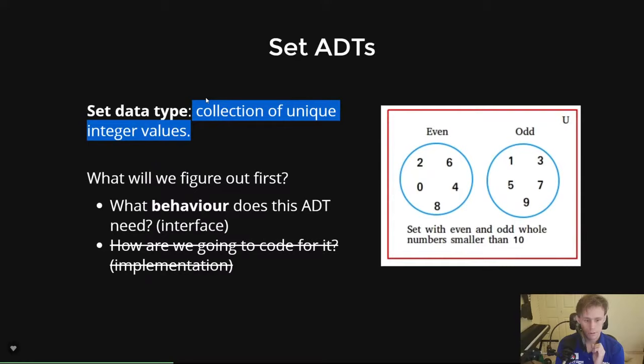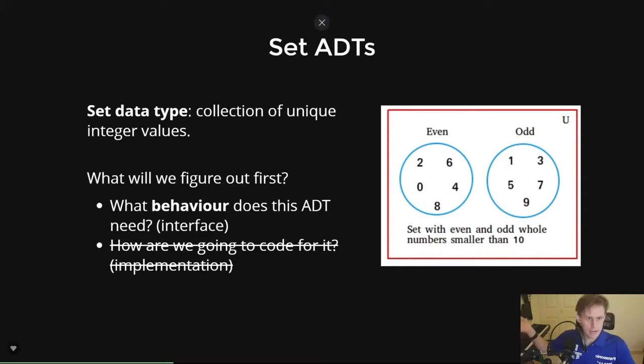What we're interested in figuring out today is, there are two kinds of questions we could ask ourselves. Firstly, what behavior would a set data type have? Or secondly, how would we code for it, how are we actually going to build it? The how is something we worry about after. Right now we're focusing on what behavior this ADT has. So we're referring to the set as an abstract data type, an ADT.